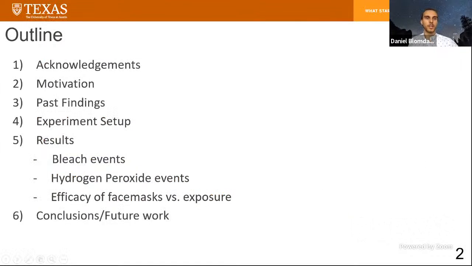First, I'll give some acknowledgements about my research team. I'll give some motivation for why this research is important, and then look at some past findings. Then I'll look at how the experiment was set up and some initial results.